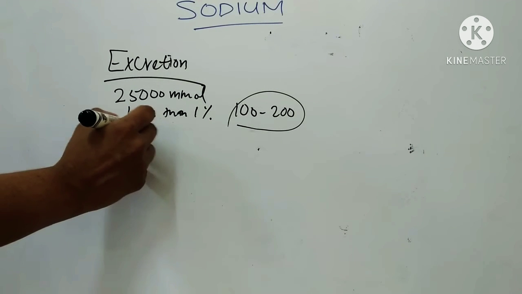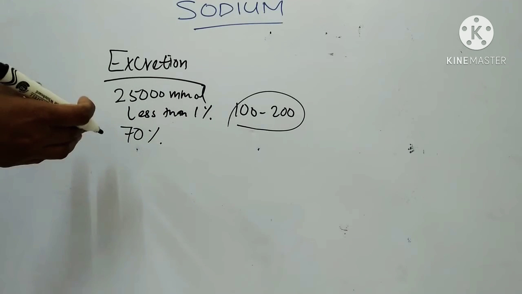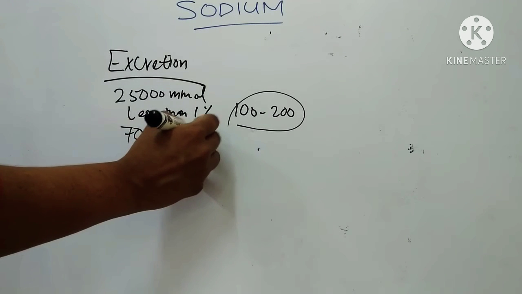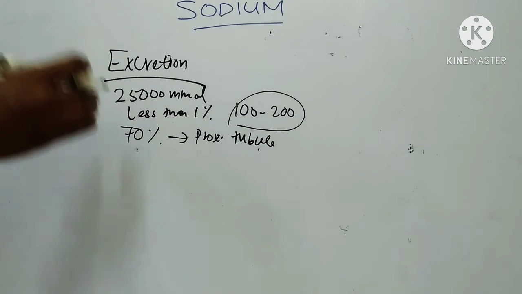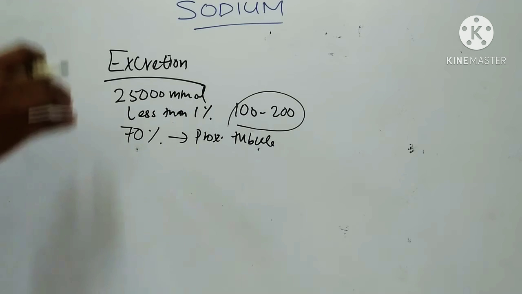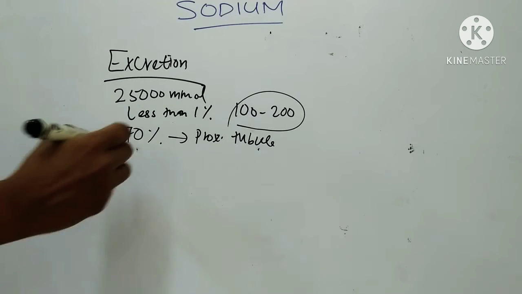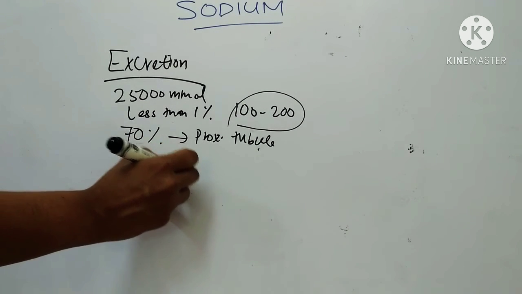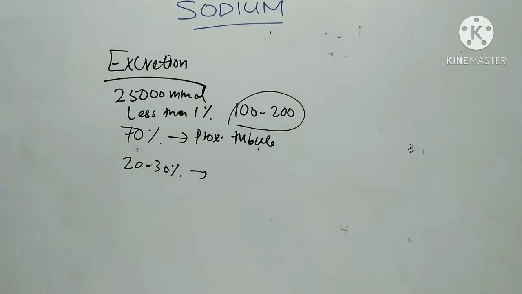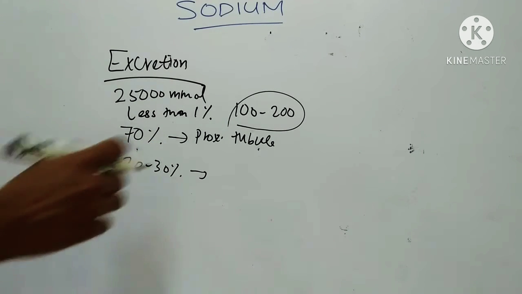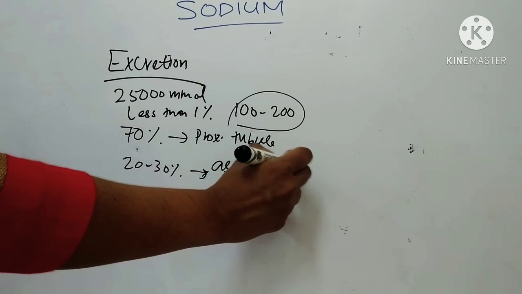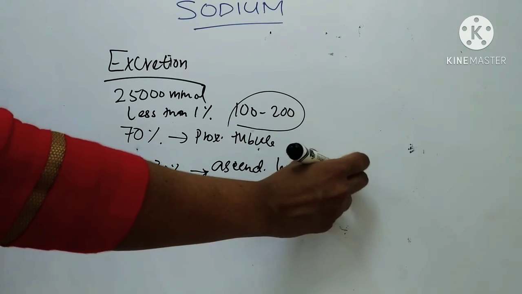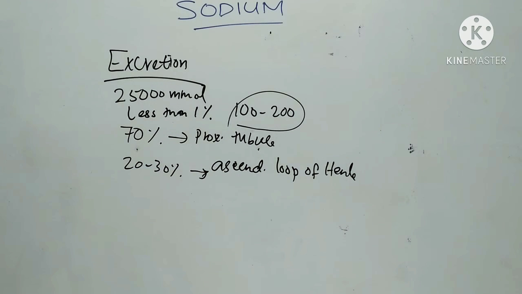Approximately 70% of the filtered sodium is reabsorbed in the proximal tubule. About 20 to 30% of the filtered sodium is reabsorbed by the ascending loop of Henle. So that is the excretion.